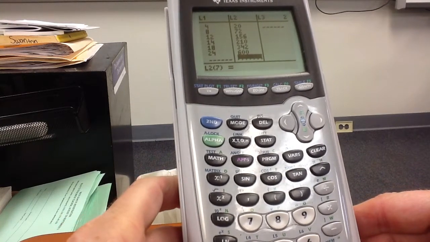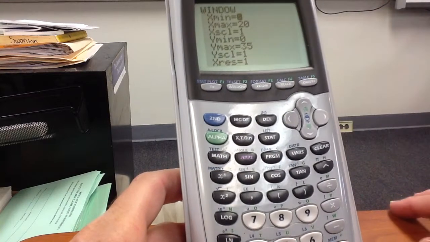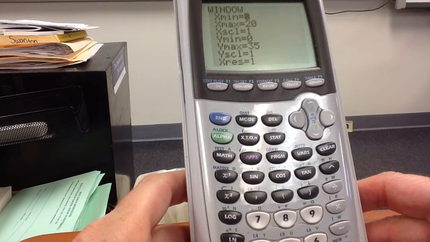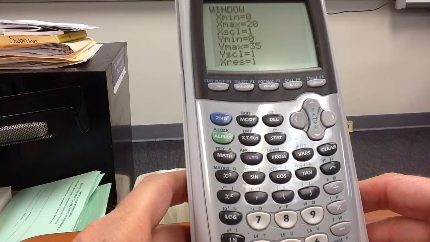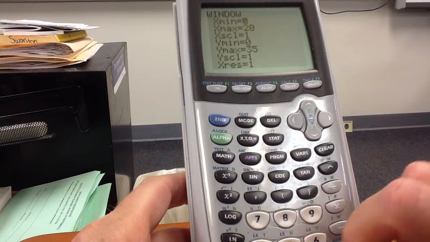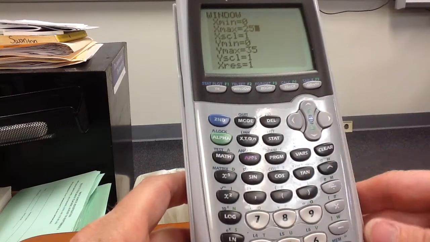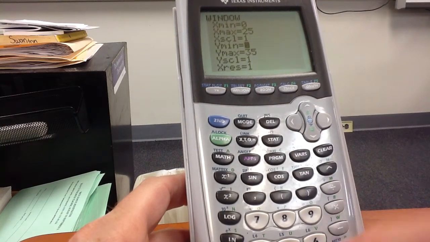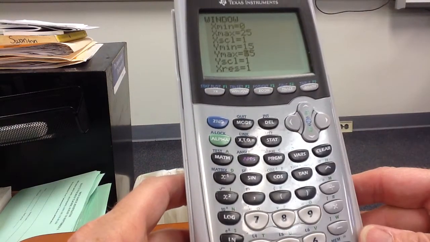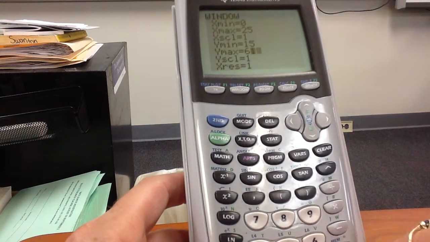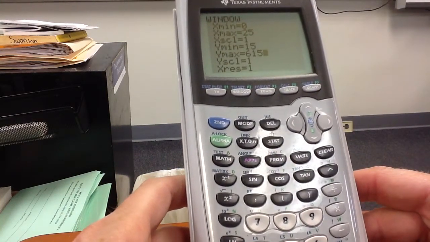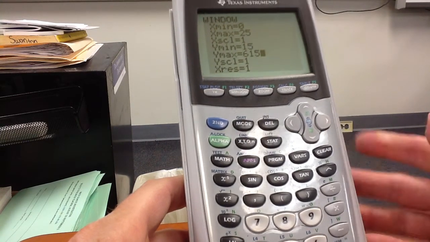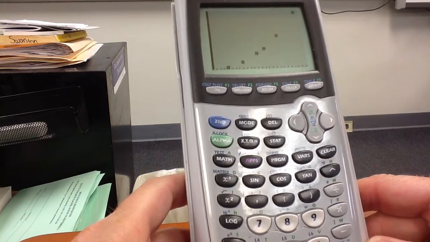Now do not graph anything yet. You're going to have to fix your window because remember your window was adjusted for the last problem. So we need to readjust our window. This time our x's, maybe we can go from 0 to 25. And our y's, maybe we can go from 15 to, oh my, 615. All right. Now our plot is still turned on, so all we have to do is hit graph.